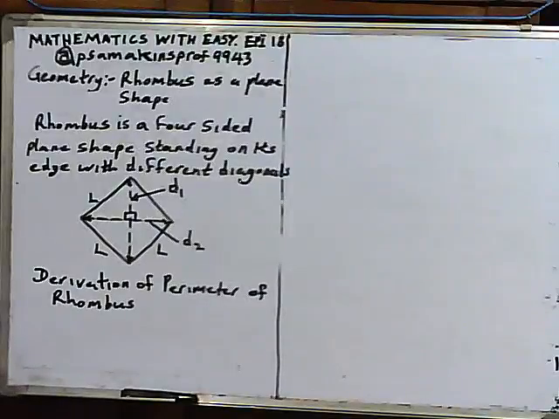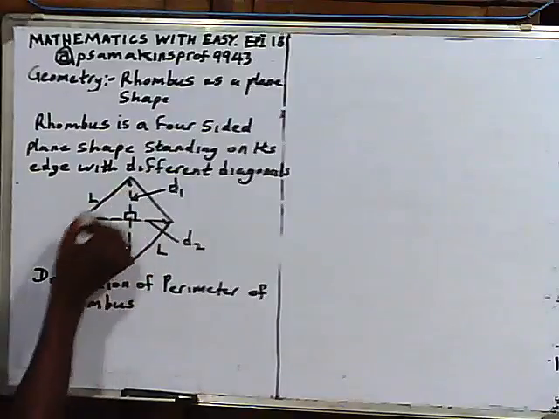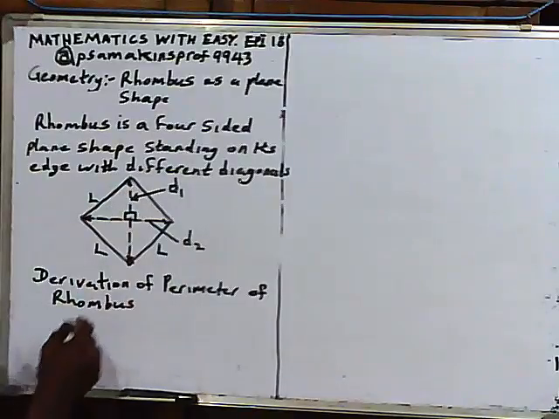This is episode 18, Geometry. Rhombus as a plane shape. A rhombus is a four-sided plane shape standing on its edge with different diagonals.